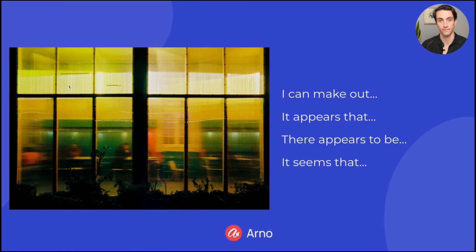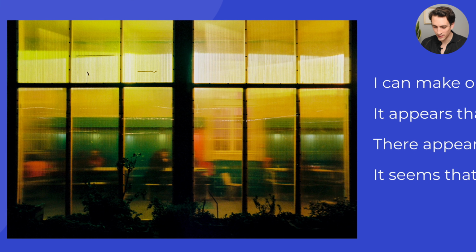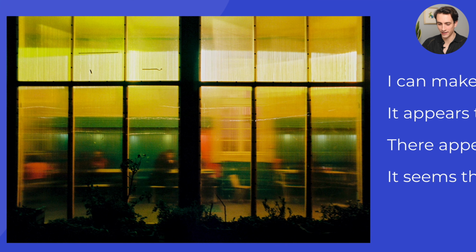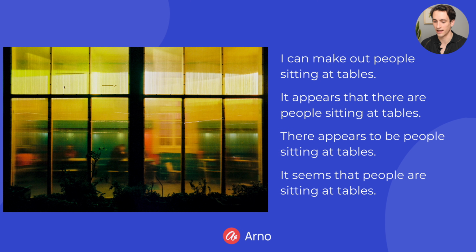It appears that. There appears to be. It seems that. Let's now use these words in sentences using this image. In this image, it's a bit unclear what's happening on the other side of the windows, but it looks like there's people sitting at tables. So we could say, I can make out people sitting at tables.